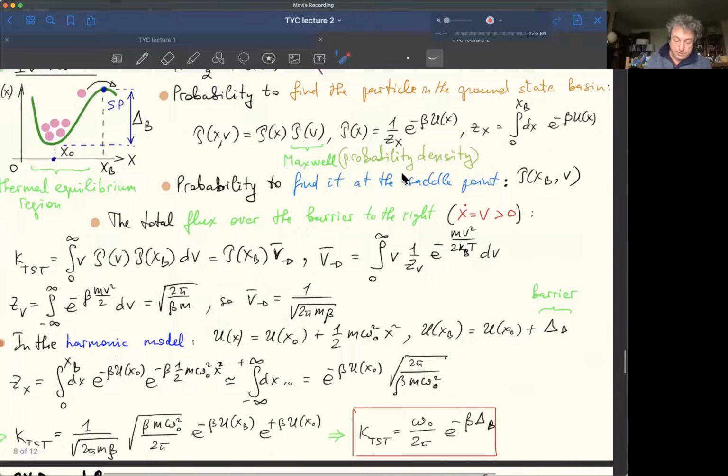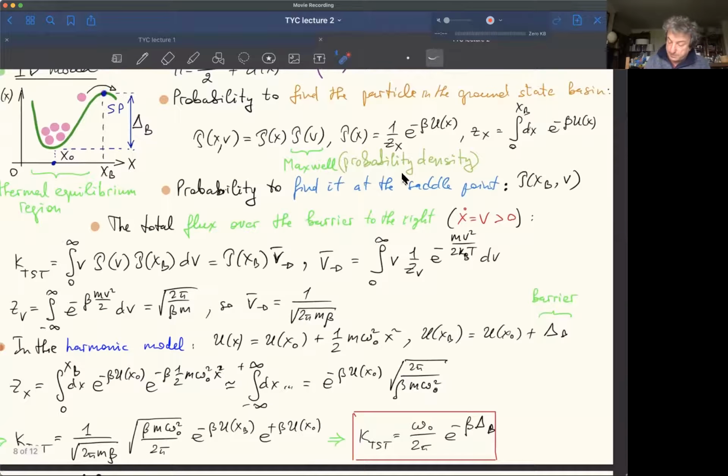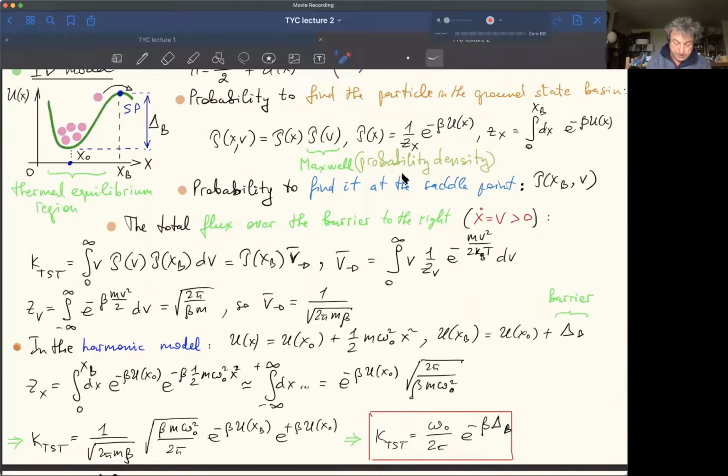If we would like to learn the rate, we need to find the probability to find our system precisely at the top, at the saddle point, so at x equal to x_b. The total flux of our system to reach that point will then be equal to this expression. We have v here because this relates to the flux, and we integrate over all velocities from 0 to infinity, because we want all the velocities directed to the right, as I explained before. That calculation can easily be done. P(v) is the Maxwell distribution, so we need to work out this integral. The partition function for the velocities is the same as for the Maxwell distribution, so you get this average v very easily.